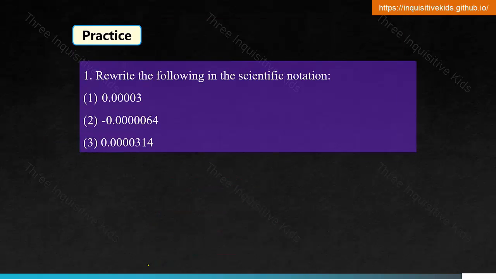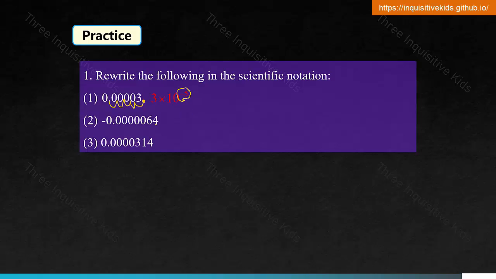Practice. 1. Rewrite the following in scientific notation. So now we're going to be converting decimals into the scientific notation. For the first problem, we have 3 times 10 to the negative 5th power. 1, 2, 3, 4, 5. So that's why we have a negative 5 as an exponent.